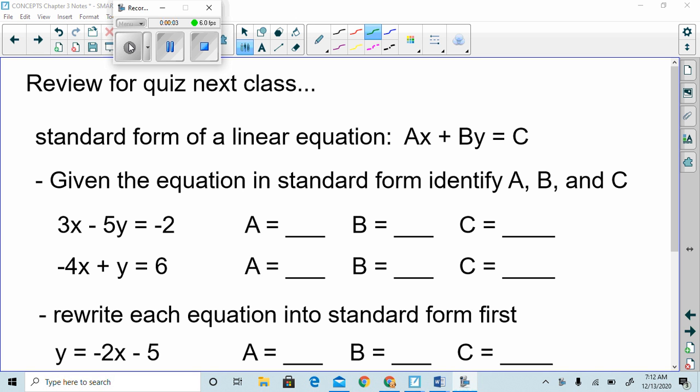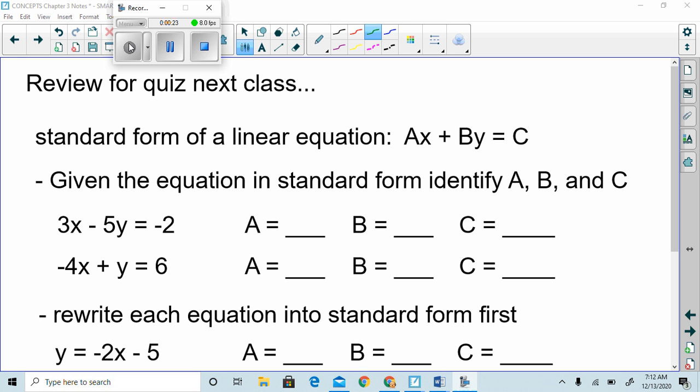For today's class, I thought we'd do a little review to prepare for a quiz for our next session. So far in this chapter, we've been talking about linear equations and how to graph them. We looked at two forms of the equation already. Let's start with standard form.